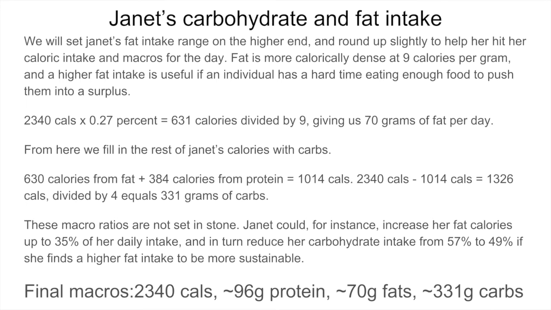Now, these macronutrient ratios are not set in stone. If Janet wants to increase her fat intake but take away from her carbs, she could absolutely do that to try and make it sustainable. So the final macros for Janet are going to be 96 grams of protein, 70 grams of fat, 331 grams of carbs, and 2340 total calories.